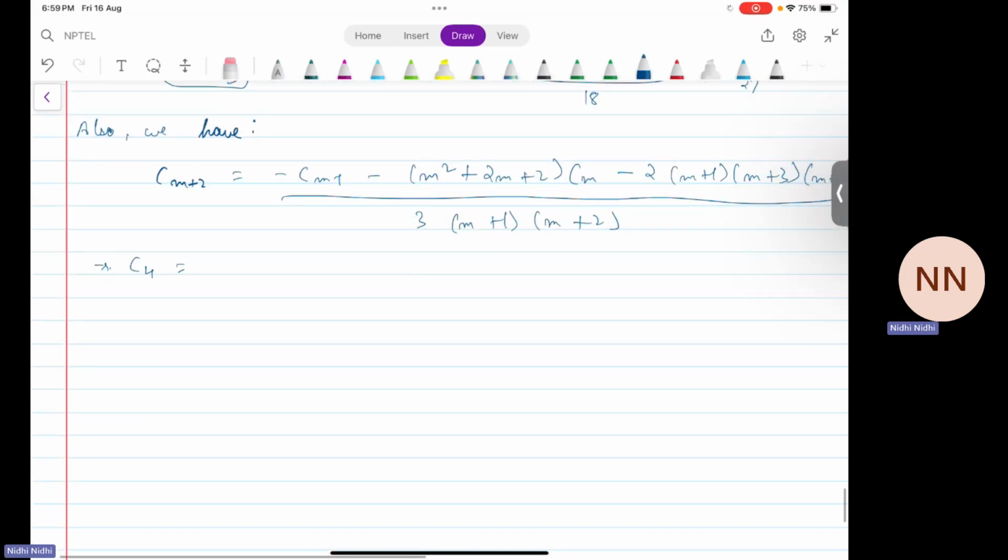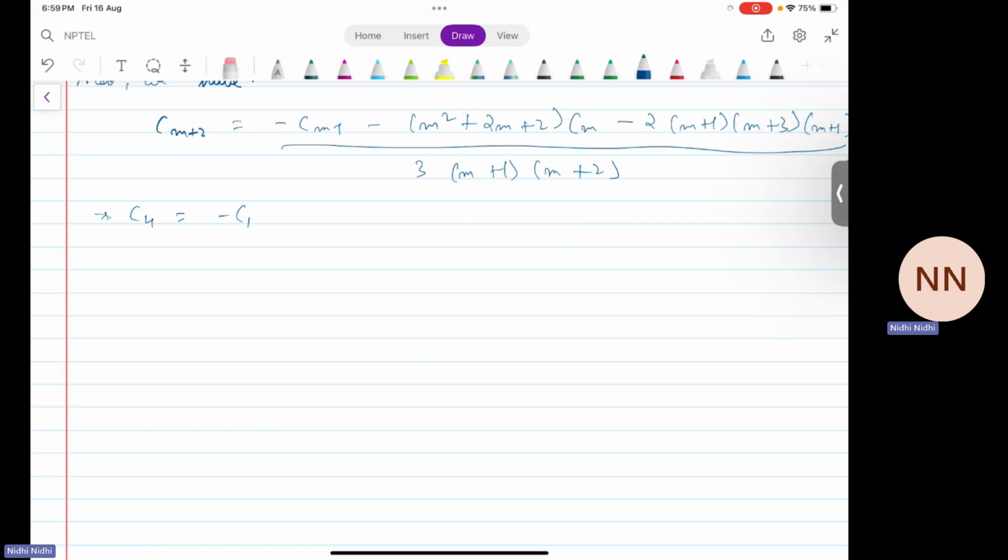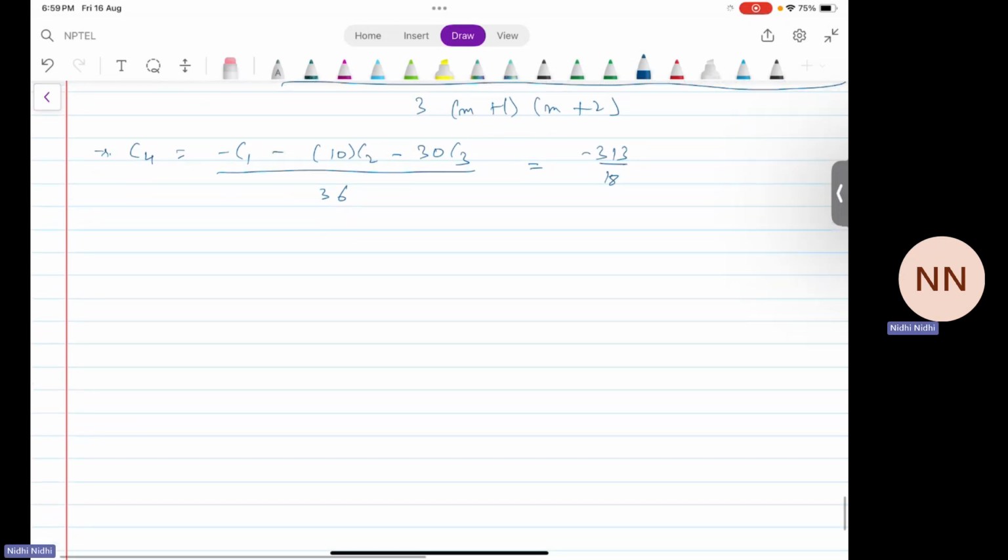And this gives us C4 is equal to minus C1 minus 10C2 minus 30C3 by 36, which will turn out to be minus 313 by 18. And so similarly, you can find C5, C6 and so on.